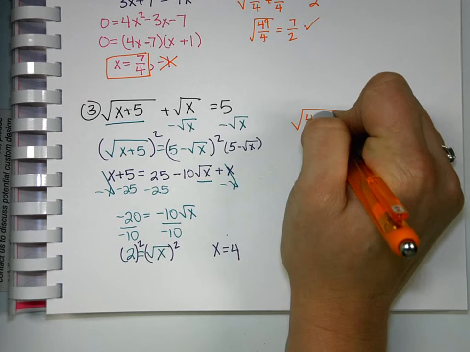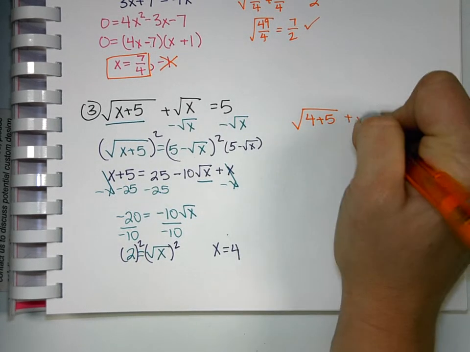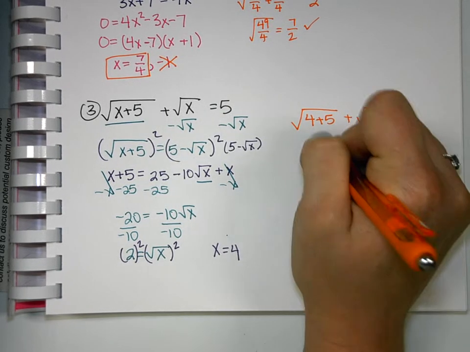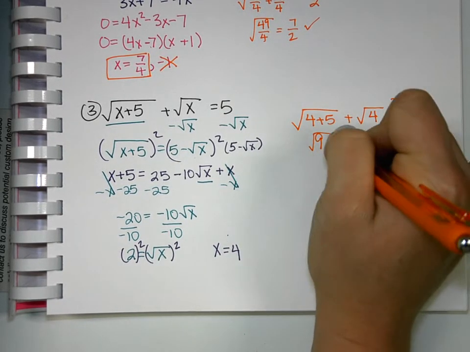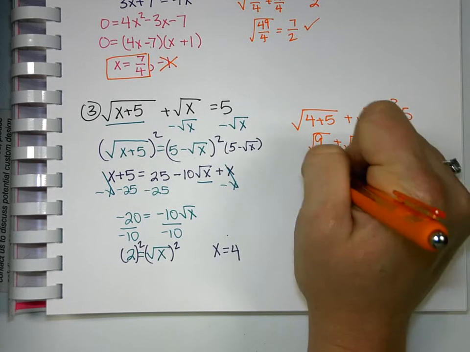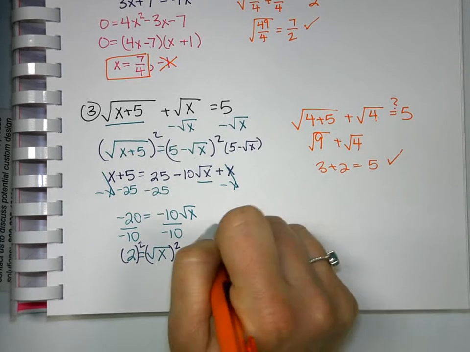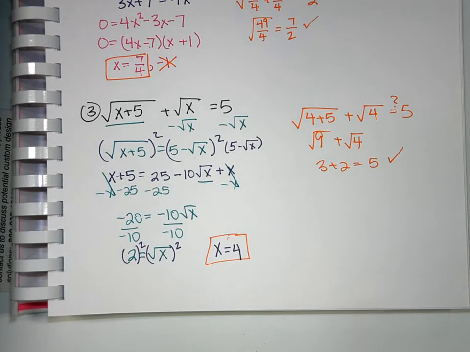So 4 plus 5 plus the square root of 4, does that in fact equal 5? So I get 9, square root of 9 plus the square root of 4. So 3 plus 2, does that equal 5? Yes. So we have our solution.